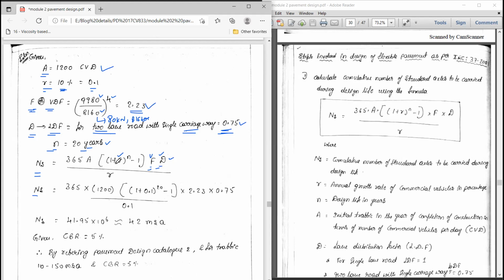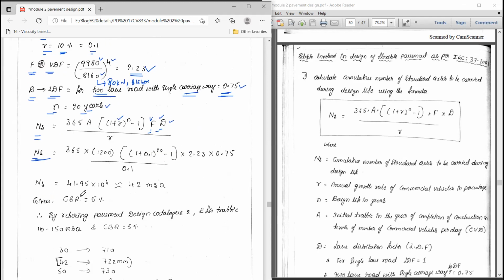Just substitute all the data in the problem and check what this N_s value is. So that is equal to 41.95 × 10^6, which you can write as 42 MSA. MSA stands for million standard axle.